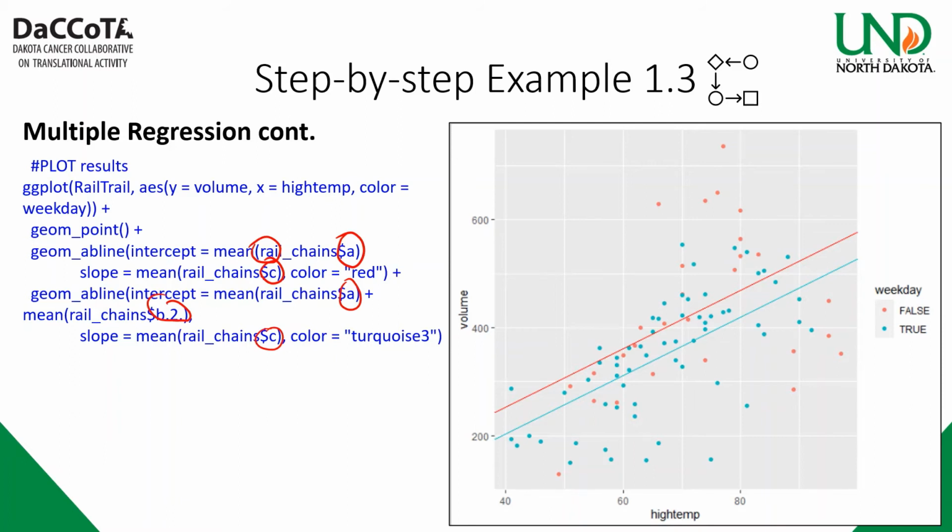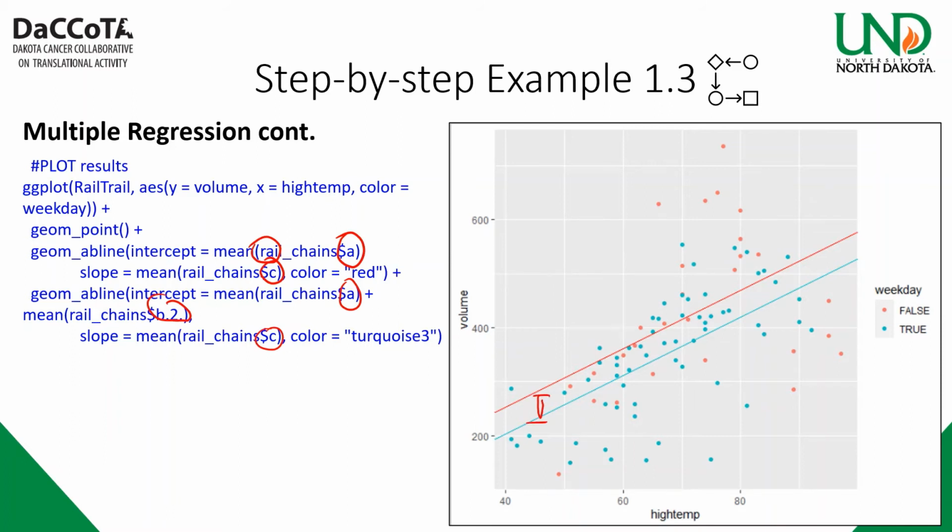And what we see here is, yeah, it looks like for every 1 degree in high temperature, volume of visitors goes up by about 5. And there's about 50 more people per degree on weekends.